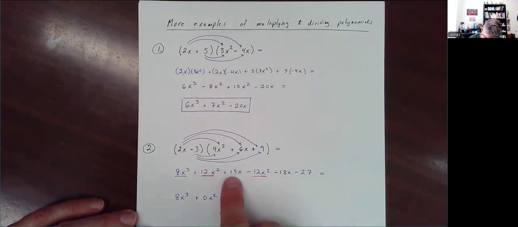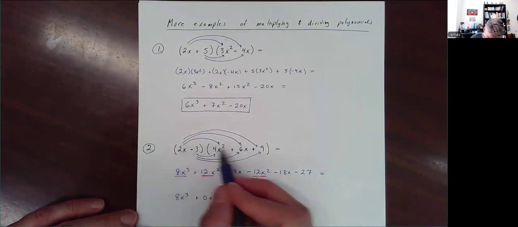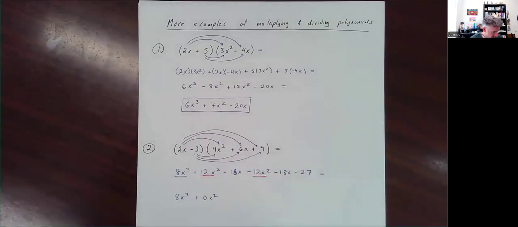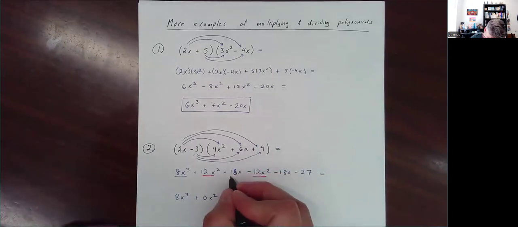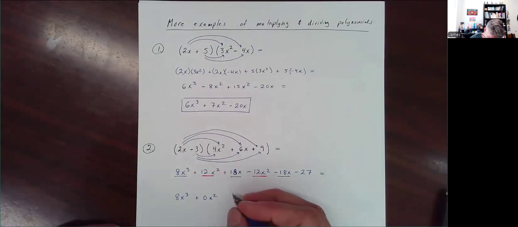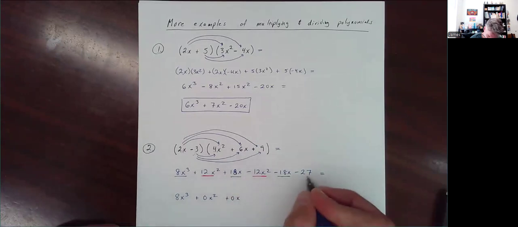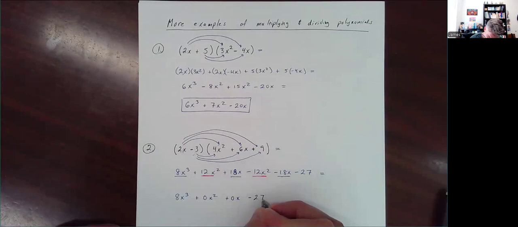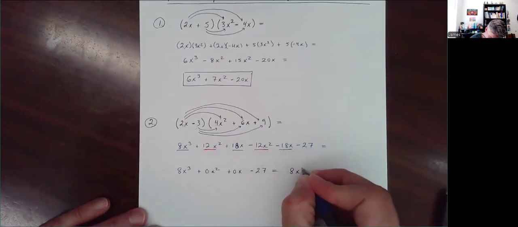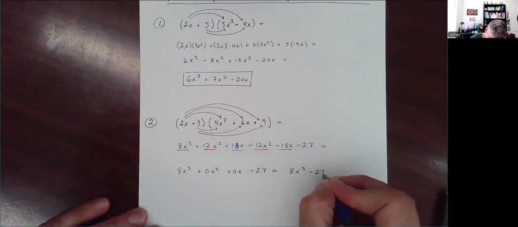I feel like I made a mistake here. I think I said 18, but I wrote 19 somehow. Right, 2x times 9 should have been 18x, not 19x. And notably, this 18x and this negative 18x also add up to 0. So it's going to be plus 0x. Again, normally I would not write this. And finally, minus 27. Not writing those two terms, we really should write this as 8x cubed minus 27.